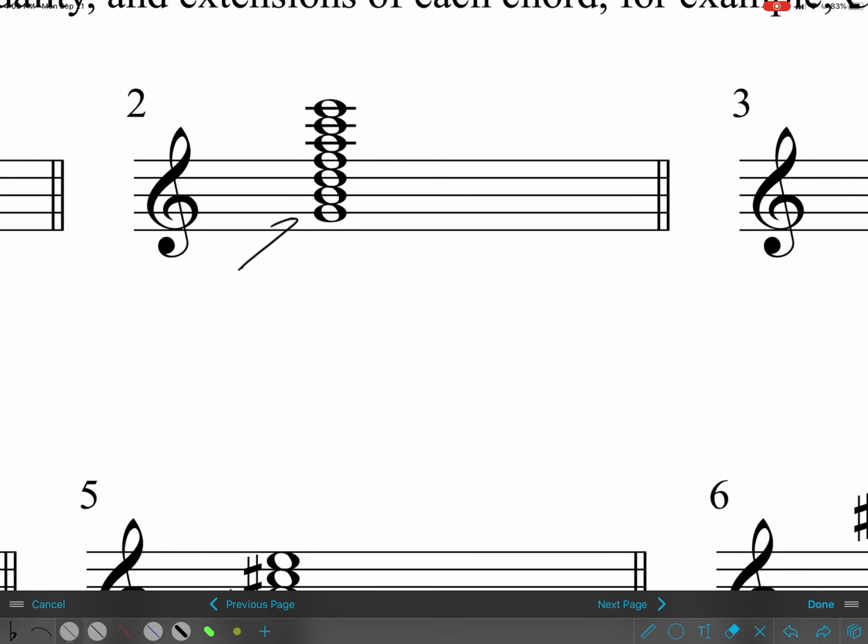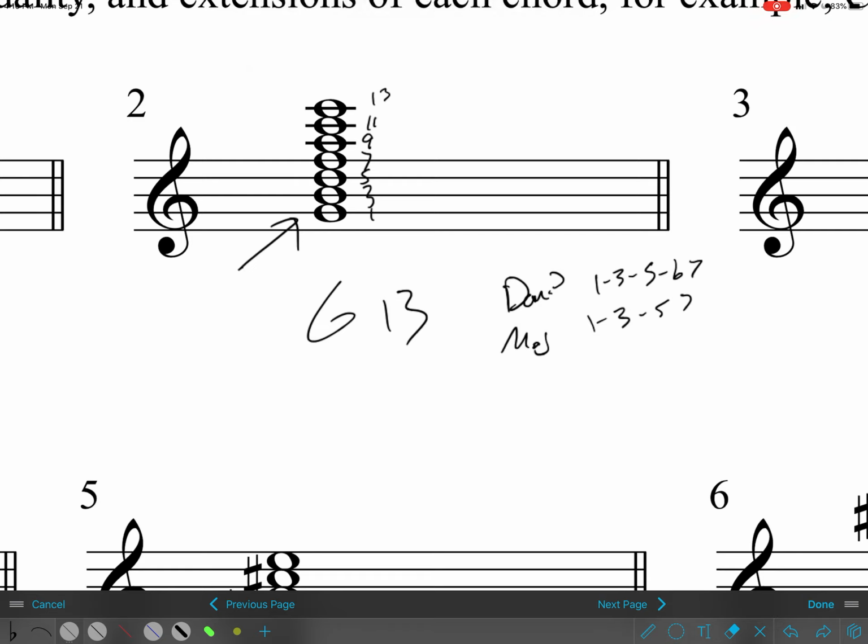Let's do another one over here. Bottom note is G, so it's a G chord of some kind. We have 1, 3, 5, 7, 9, 11, and 13. So this is a G13 of some kind. But again, we don't know if this is dominant yet, which would be 1, 3, 5, flat 7. We also don't know if it's major, which would be 1, 3, 5, 7. And we don't know if it's minor either, which would be 1, flat 3, 5, flat 7. We don't know about any of those yet.